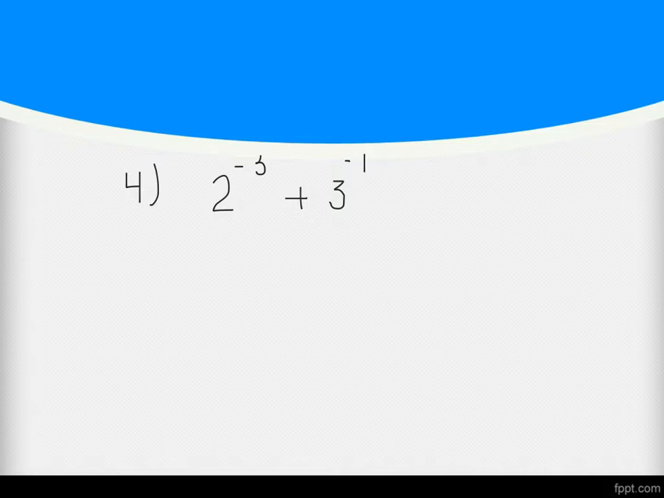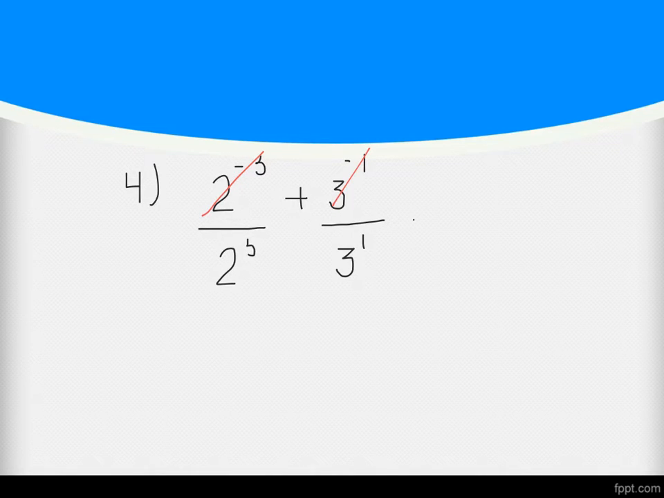And finally, example 4, we have 2 to the negative 3 plus 3 to the negative 1. So first of all, I want to recognize that they each have a negative exponent, and I want to make them positive. So for the 2 to the negative 3, I'm going to move it down to the bottom, and it's going to become 2 to the positive 3 on bottom, and that will eliminate it from the top. And for the 3 to the negative 1, I'm going to move it to the bottom, and it's going to become 3 to the positive 1 and be eliminated from the top.